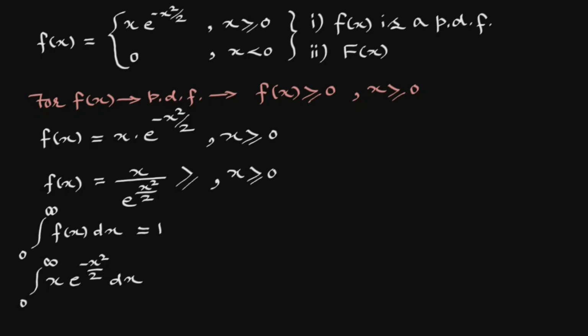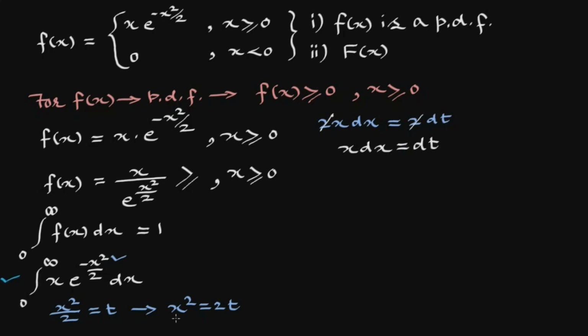For that, we will assume this x square upon 2 equals t, that will be x square equals 2t. After differentiation, it will be 2x dx equals 2 dt. 2 upon 2 is 1. We have x dx equals dt. We observe that there is no change in the limits of integration because of this substitution x square equals 2t.